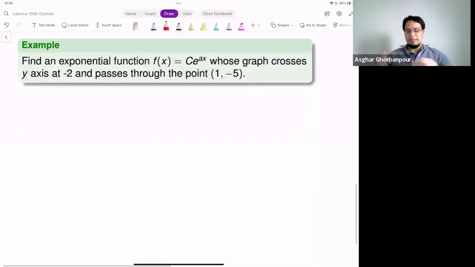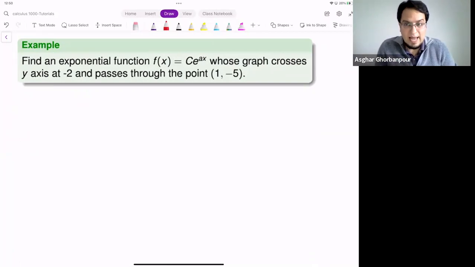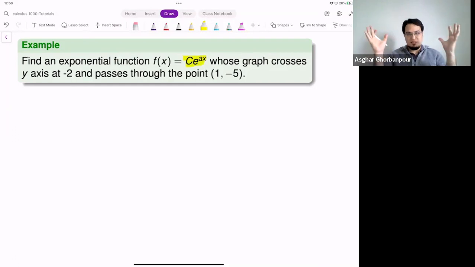Okay, let's do the last example. When you look at functions, there is tons of information, and determining a function just by looking at a graph or some pieces of information about the function is not an easy job to accomplish. However, if you know the form of the function, in this case, it is given here. The function is of this form.